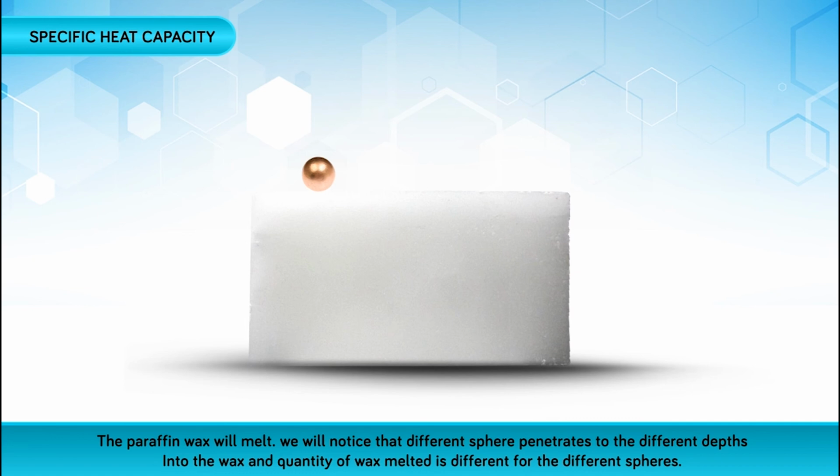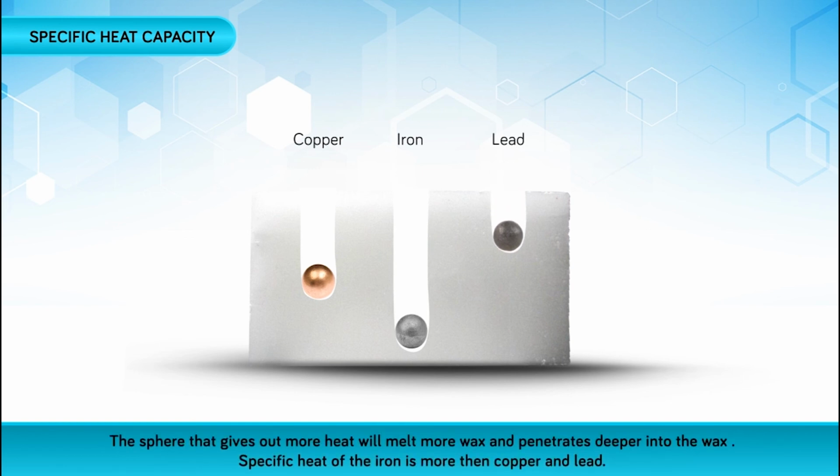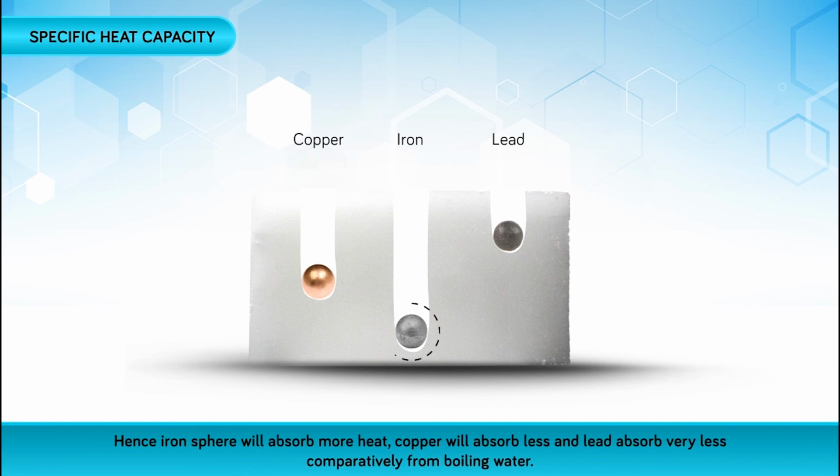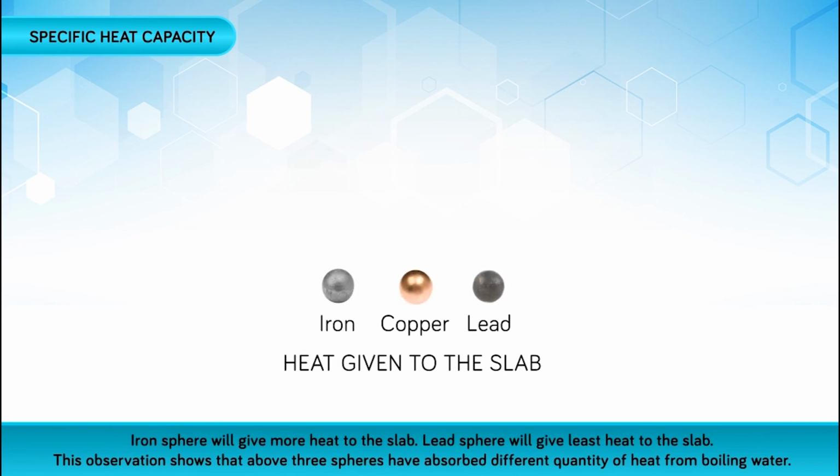The paraffin wax will melt, but we will notice that different spheres penetrate to different depths into the wax, and the quantity of wax melted is different for different spheres. The sphere that gives out more heat will melt more wax and will penetrate deeper into the wax. Specific heat of iron is more than copper and lead. Hence, the iron sphere will absorb more heat, copper will absorb less, and lead even less from boiling water. The iron sphere will give more heat to the slab, and the lead sphere will give the least heat to the slab.